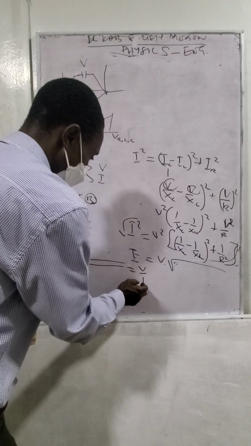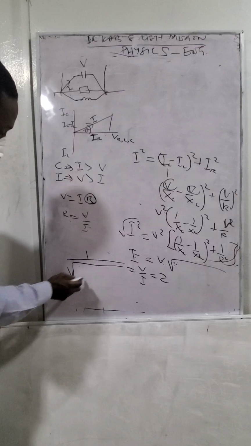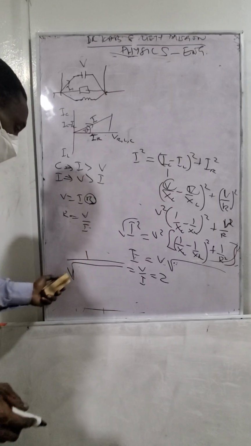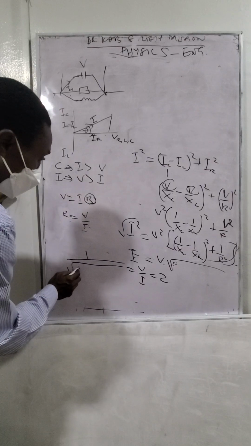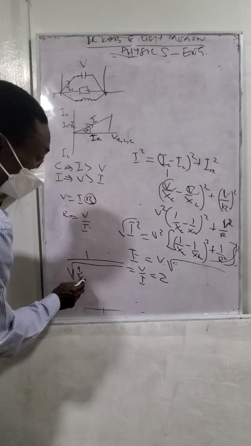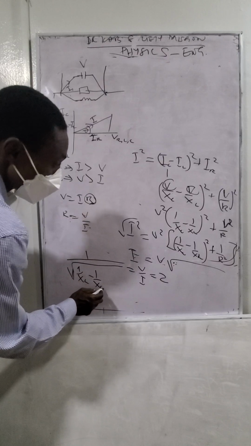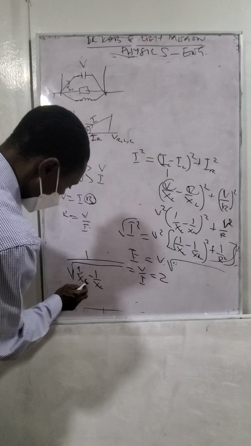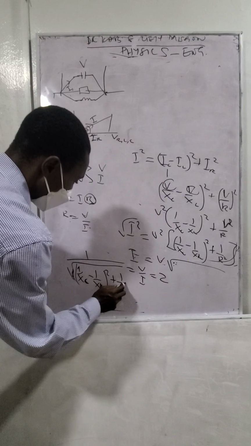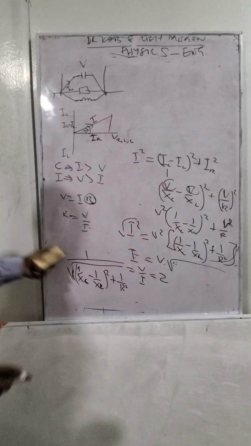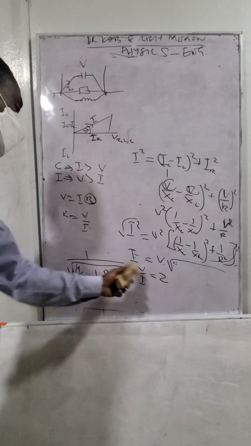It is equal to V over I, so it's equal to Z, the impedance. So the impedance will be 1 over the square root of all this expression, that is 1 over Z L minus 1 over Z C, all squared, plus 1 over R squared. That will be the impedance, the overall resistance to flow.